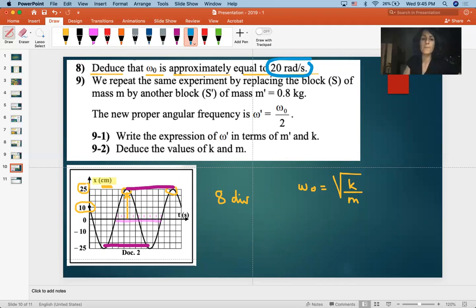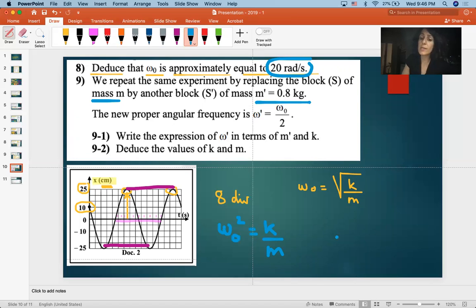You're lucky. Now we repeat the same experiment by replacing the block S of mass m by another block of mass m prime. And probably m prime is bigger than m or smaller than m. We have no idea. The new frequency is half the old frequency. That's something to think about. So I'm going to write that W0 is already given by radical K over M. I don't write radical. Let me write W0 squared. So W0 squared is K over M.